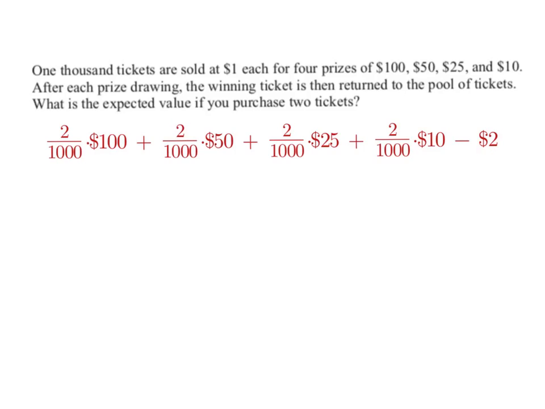Again, we expect the expected value to be negative. We expect to not win. So when we go through and do all this, you should have a negative number, but it's not going to be that far in the hole. It's negative $1.63.